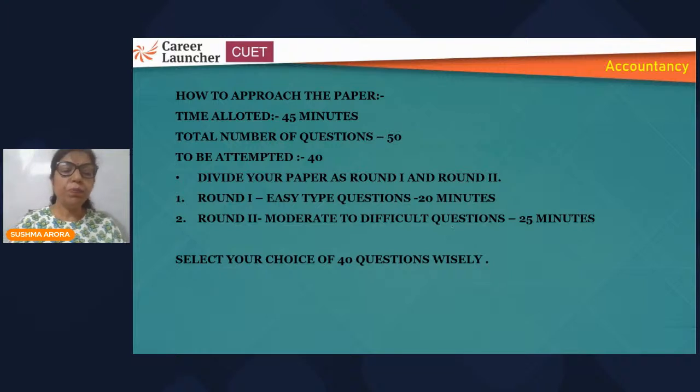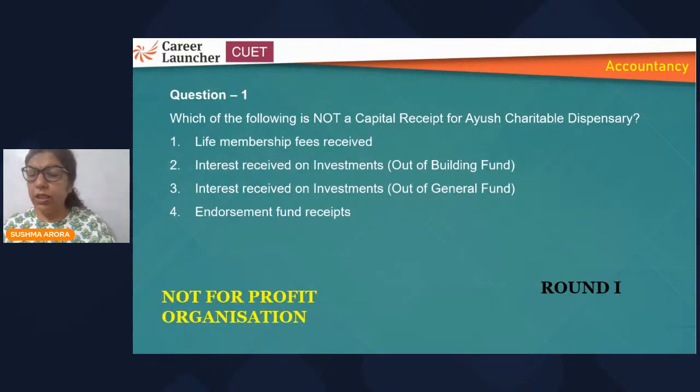So divide your paper in two rounds. Round one, easy type of questions, try to do them in 20 minutes, and then round two, moderate to difficult questions. So select your questions wisely, and it's my suggestion to attempt questions like case study questions, because in one case study you will be able to do 5 questions. So wisely select 40 questions from 50 questions. Now we are moving on. Now see question number 1.